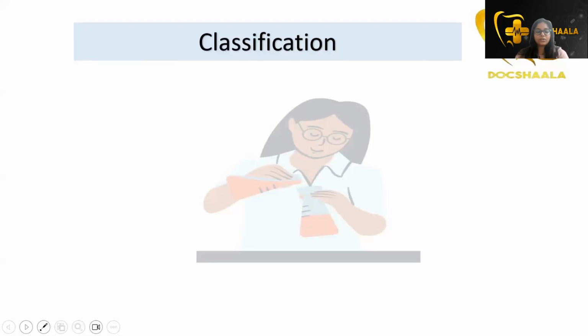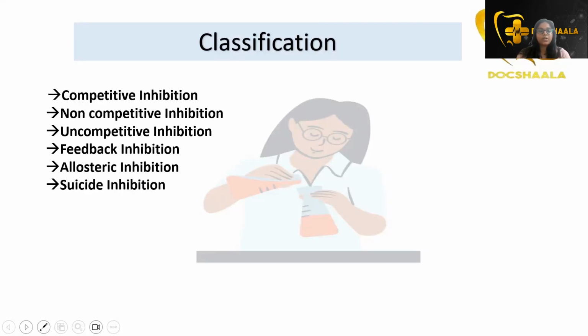Then the classification of enzyme inhibition. Enzyme inhibition is classified into the following types: competitive inhibition, non-competitive inhibition, uncompetitive inhibition, feedback inhibition, allosteric inhibition, and suicide inhibition. So you have to remember all this. Let's see each of it individually.